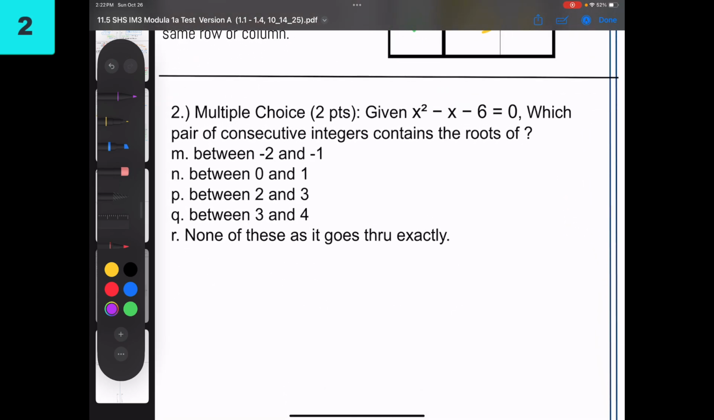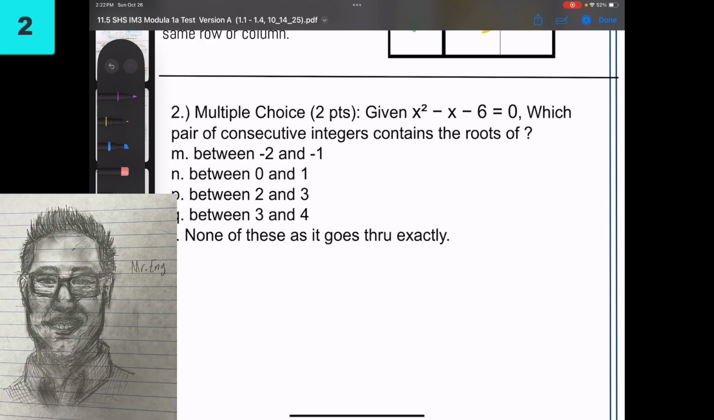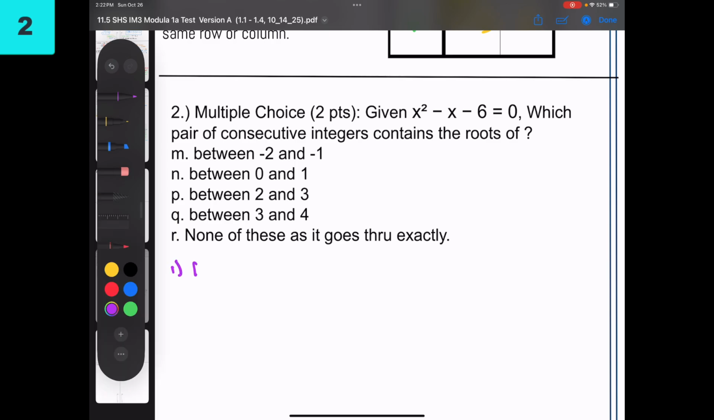Question number 2. Given x squared minus x minus 6 equals 0, which pair of consecutive integers contains the root of? So you can do this in a couple ways. You can do this by factoring. So I saw a couple of students do that.